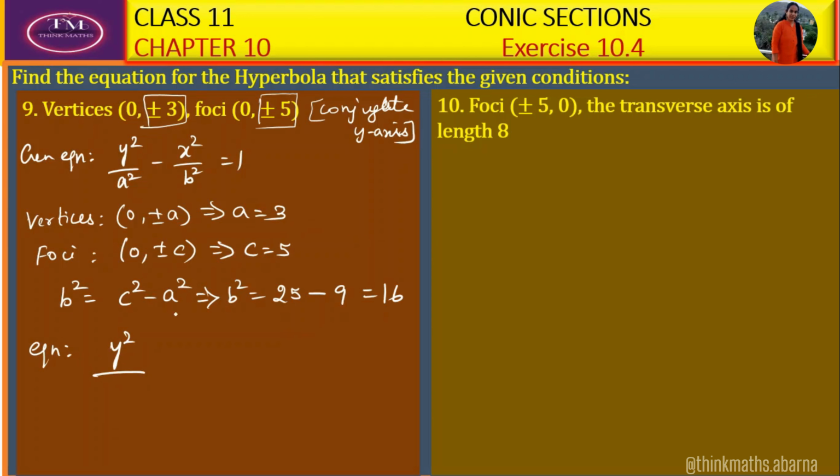A square is 9, minus x square by b square, b square is 16, which is equal to 1. Clear? Next one. What is given in the 10th one?